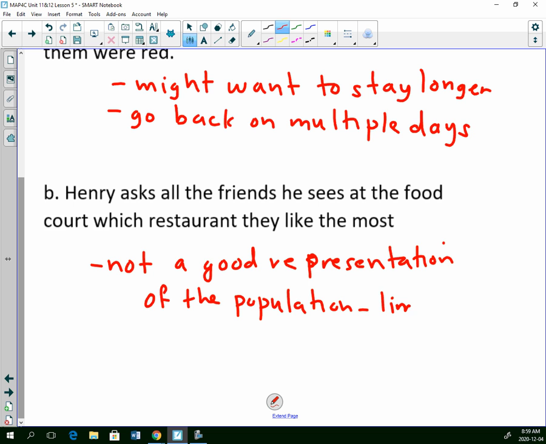So it's like I was talking about, if you did a survey at Westmount and you wanted to know people's favorite food in the cafeteria, you would want to ask people from all grades, right? Grade 9, grade 10, grade 11, grade 12, and all genders as well, right? You want to make sure that you're asking the whole population and not just your buddies, right? Because you're only going to get a limited opinion if you only ask your friends.